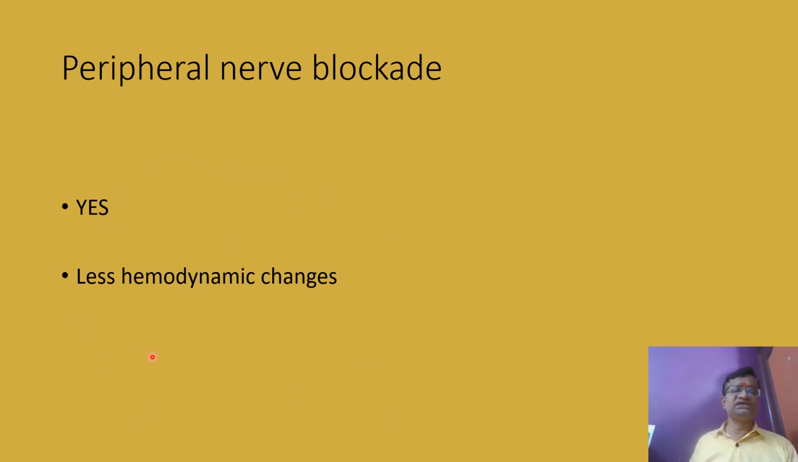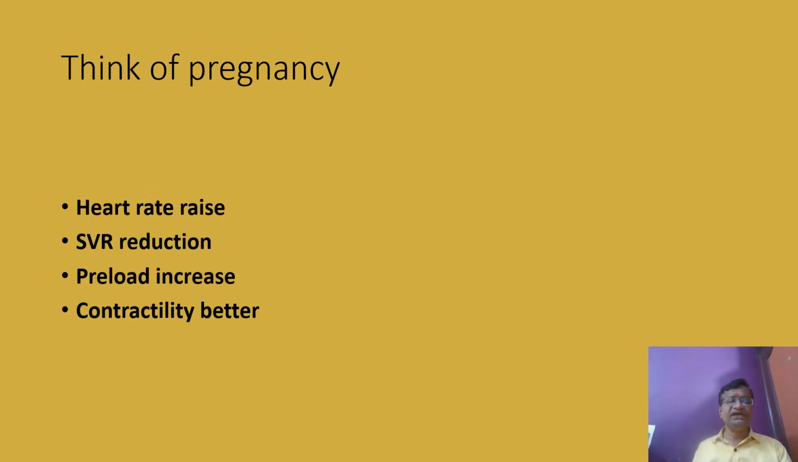Peripheral nerve blockade, yes, gives less hemodynamic changes. Think of pregnancy. What happens? Heart rate rises. SVR is reduced in pregnancy. Preload is increased, with more cardiac output. Contractility is better. So what do you want? That is not the answer. Make all AR patients pregnant? That is not the answer. What I want to tell is that pregnancy is good for AR.